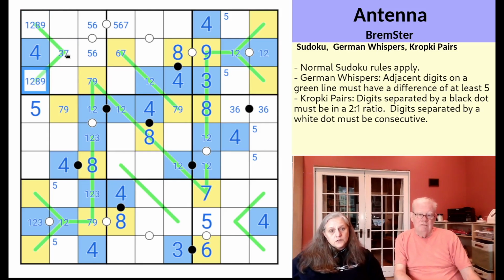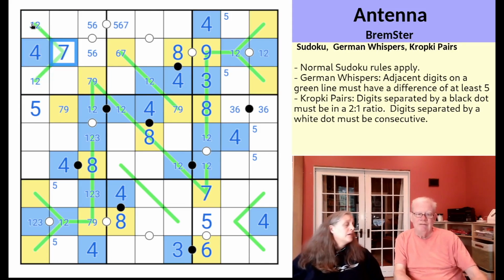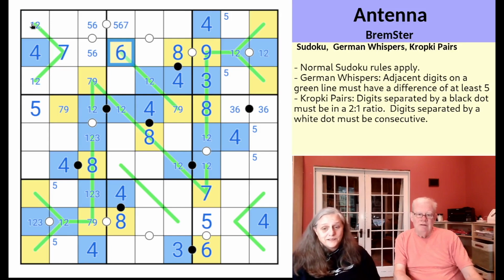Okay. And if that were an 8-9 pair on those wings of that German whisper line, where would 1 and 2 go in box 1? And what would that mean for box 7? Yeah, so if this was an 8-9 pair, that would be a 1-2, and that would break that cell. Yes. So this is not an 8-9. Here's a 1-2, which means that's a 7. That is probably not how Brem intended us to see that, but that's okay.